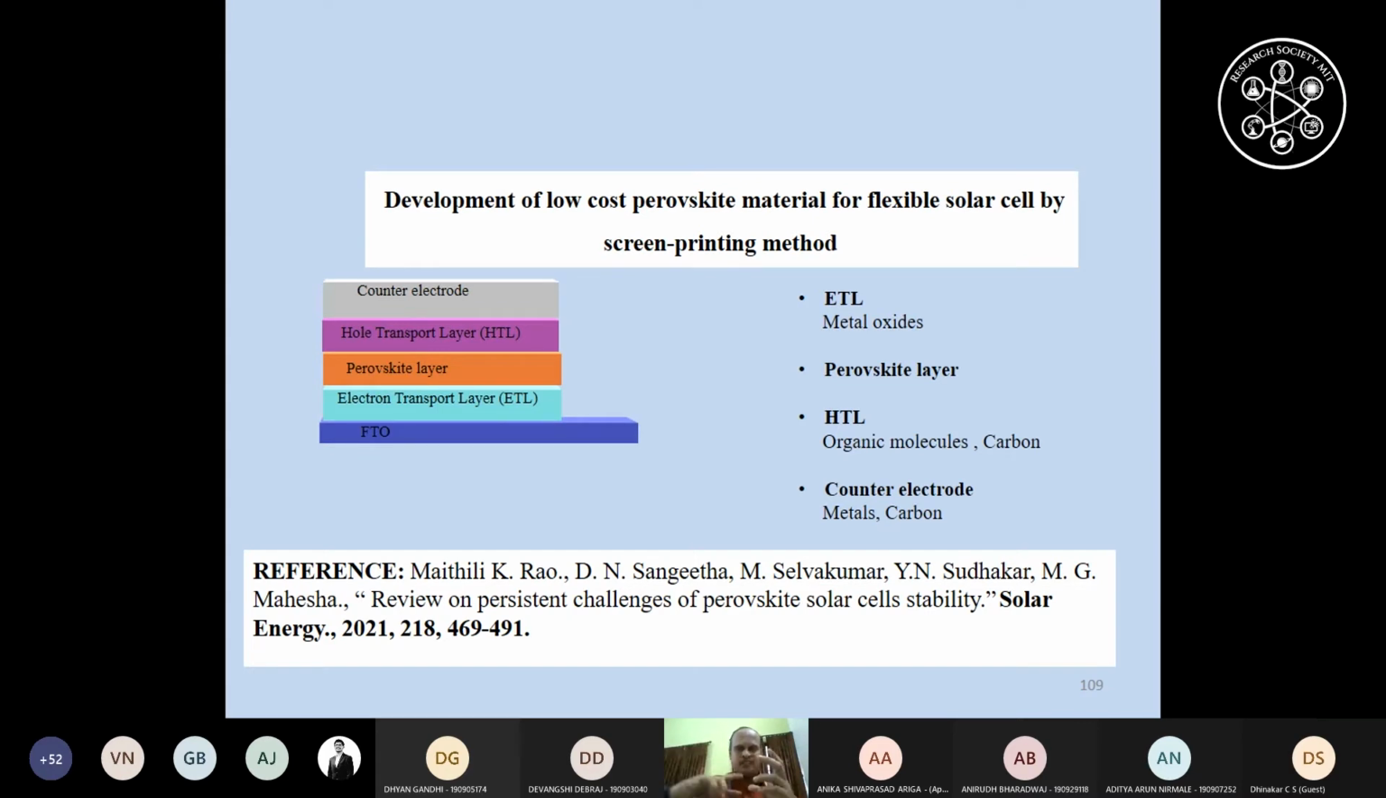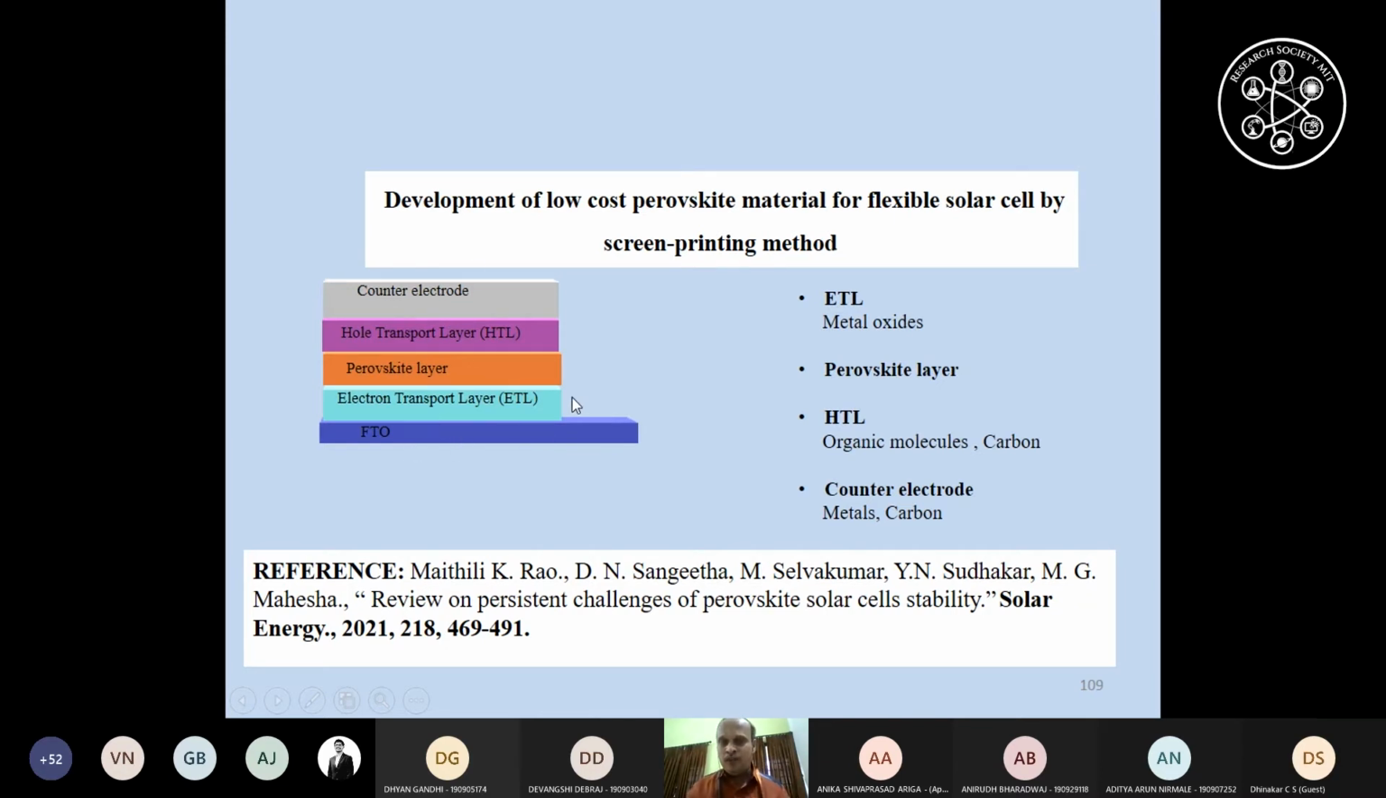Here the concept is slightly different. It's not a photoanode and photocathode. Here there will be no electrolyte. Instead of that, two layers will be there, that is the ETL, electron transporting layer, and the HTL, hole transporting layer. In between, you synthesize the perovskite, that you have to keep, and there the counter electrode will be there, HTL over the counter electrode, and FTO acts as a photoanode and photocathode.